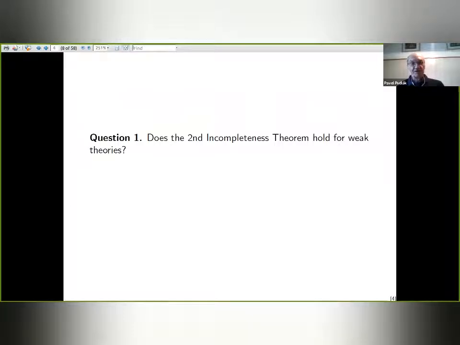The first question is, does the second incompleteness hold for weak theories? Usually we assume that the theory is strong enough to formalize the syntax in such a way that the formalization captures all basic properties like modus ponens and other things. And for that we need some non-trivial amount of induction if we consider arithmetical theories. The second question I want to discuss is, are there strengthenings of the second incompleteness theorem? And what does that mean? So we'll see.